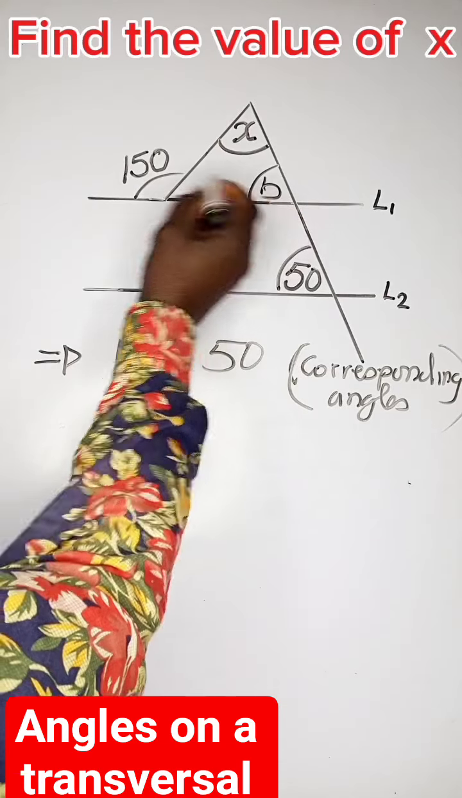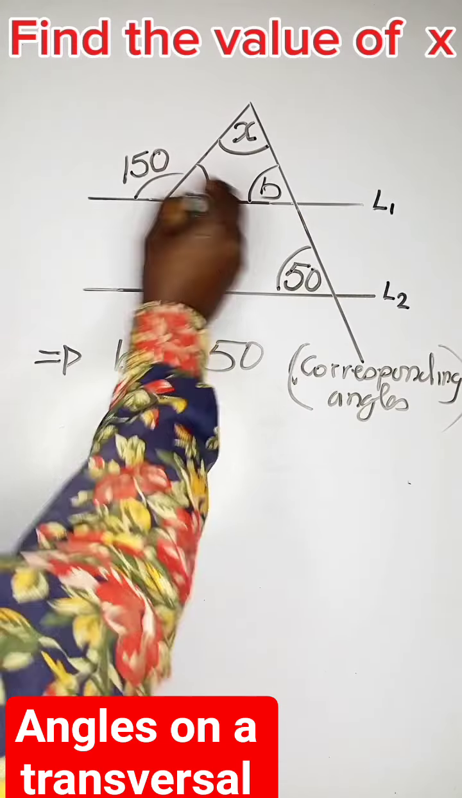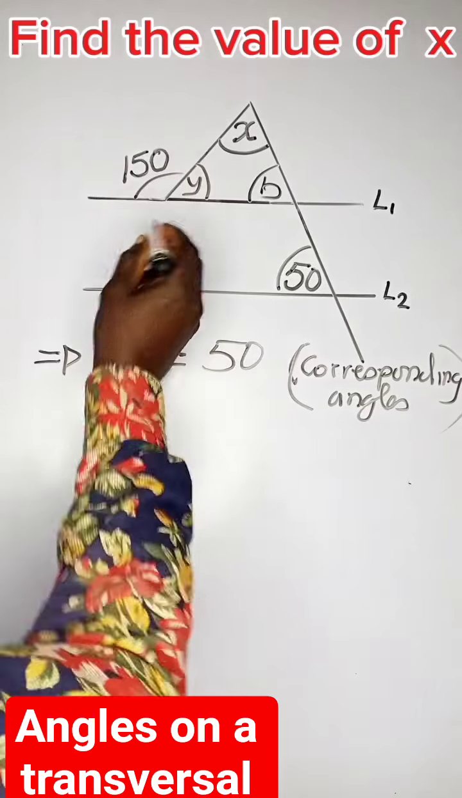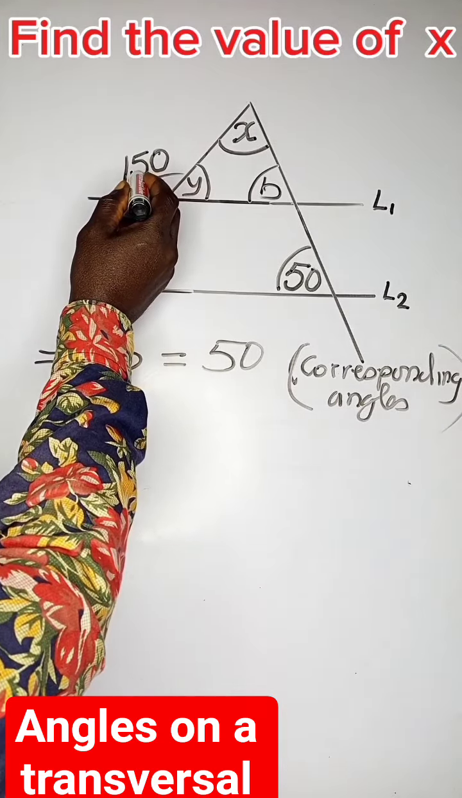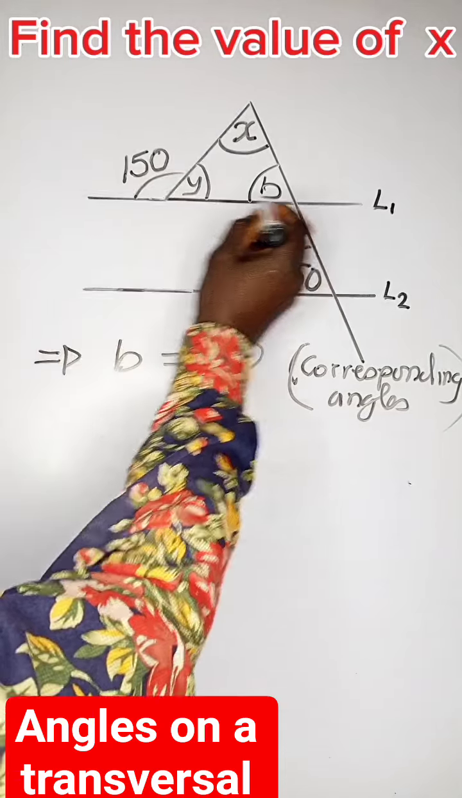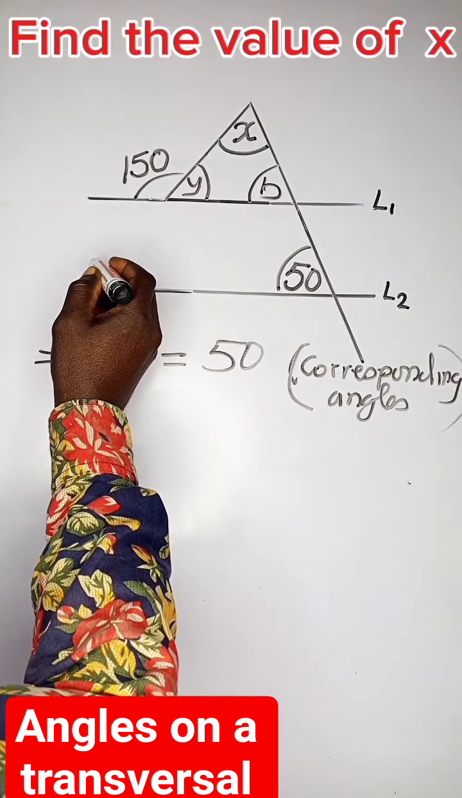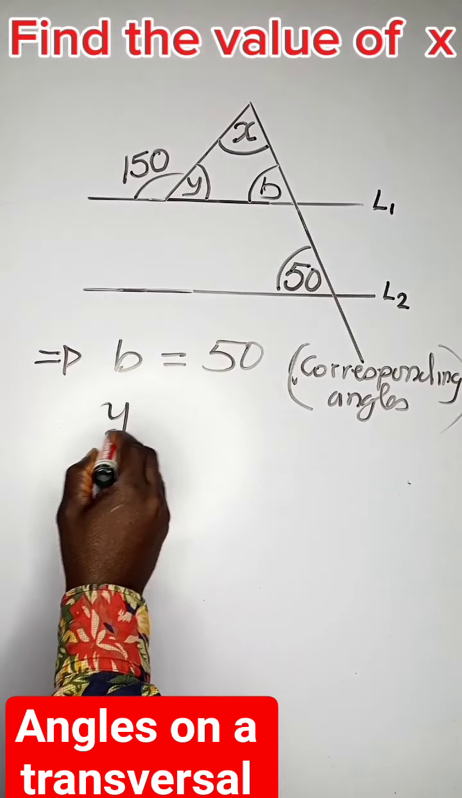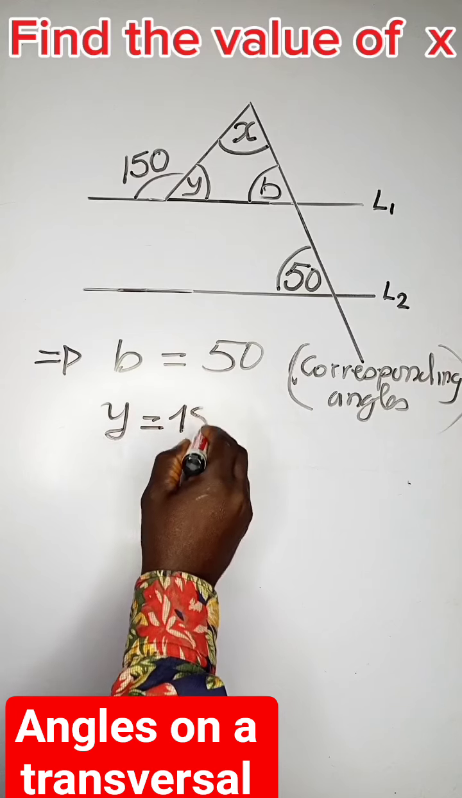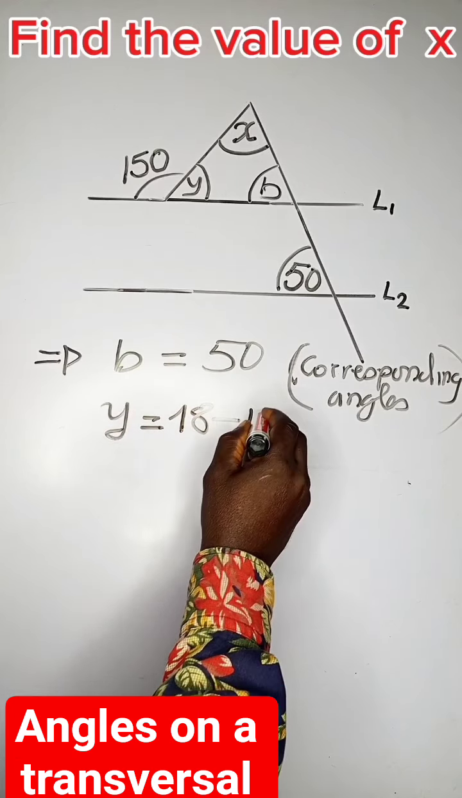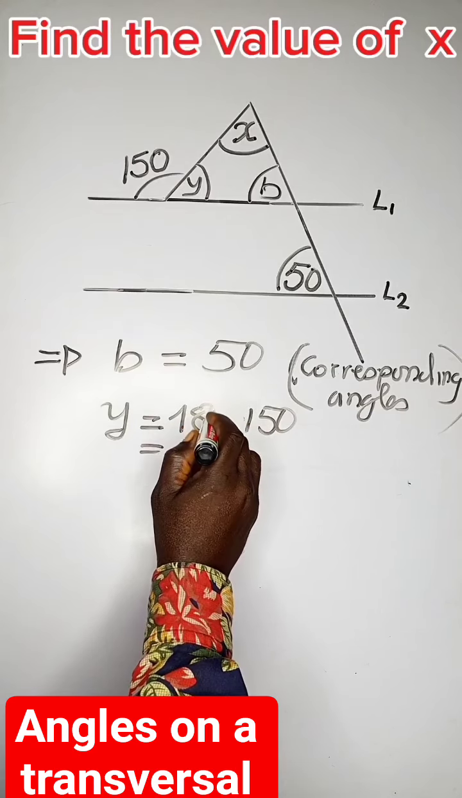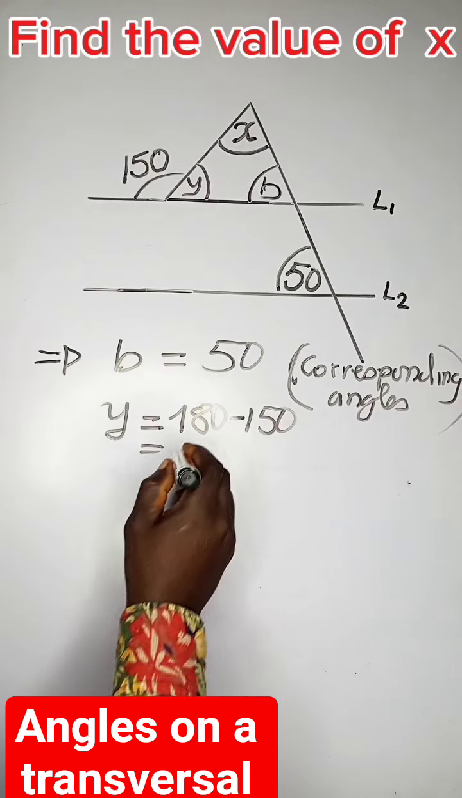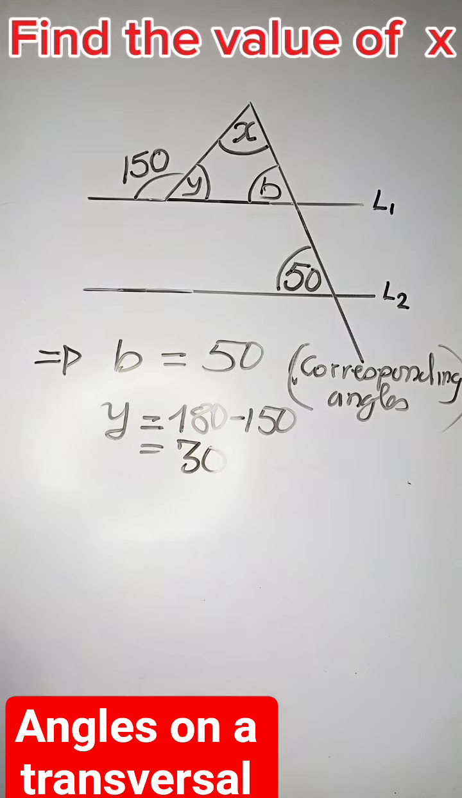Since we now know the angle B, can we get this other angle? If we call it Y, for example, this angle. If you look at the angle Y and the angle out here, 150, they lie on a straight line. Angles on a straight line sum up to 180. So the angle Y will naturally be 180 minus 150, which is 30 degrees. So the angle Y is 30 degrees.